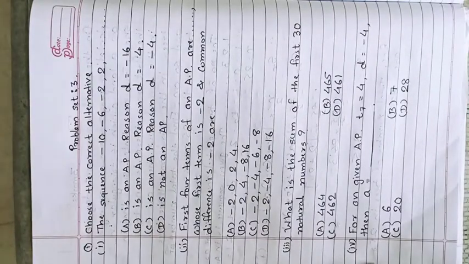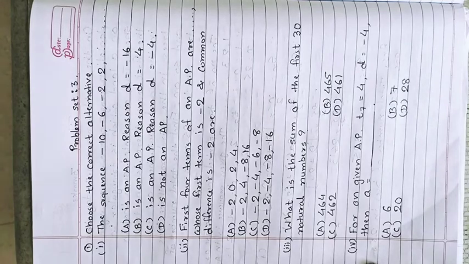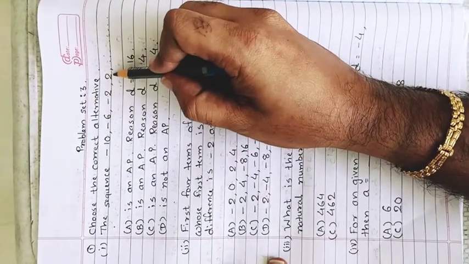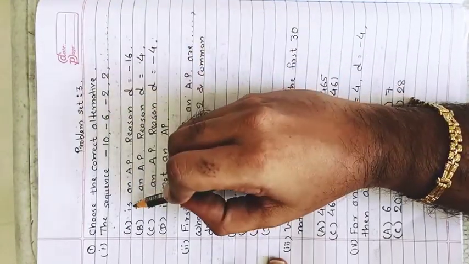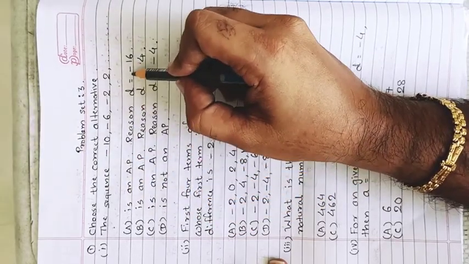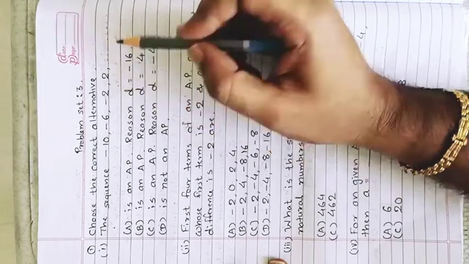Now it's time for problem set 3. Choose the correct alternative. The sequence -10, -6, -2, 2, and so on. Now we need to answer: is it an AP, and is the reason that the difference equals -6?